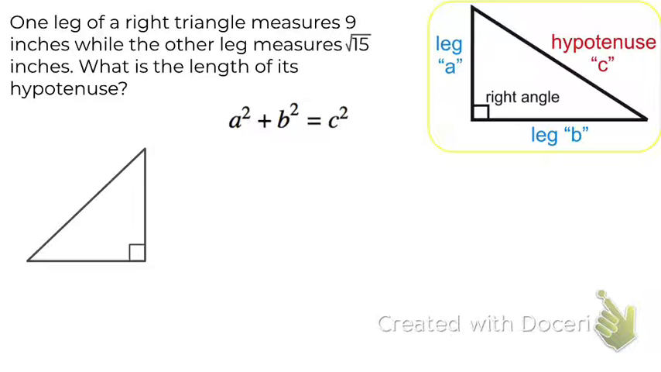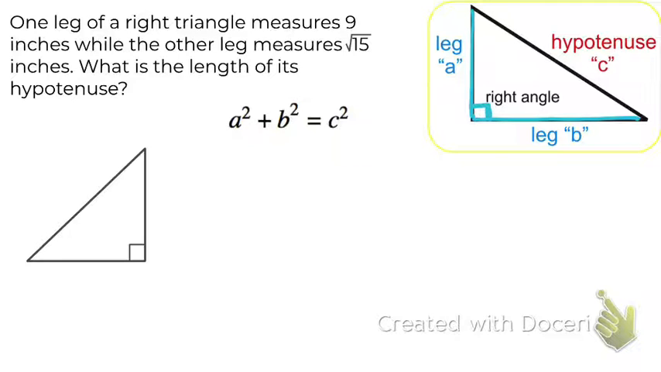Here we're given the length of two legs of a right triangle and asked to use that to find the length of the hypotenuse. So our first step is to sketch our triangle and label the sides. If we look over here in the top right, we can see that the legs are the sides that form our right angle. So this is a leg and this is a leg, because together they form this right angle.